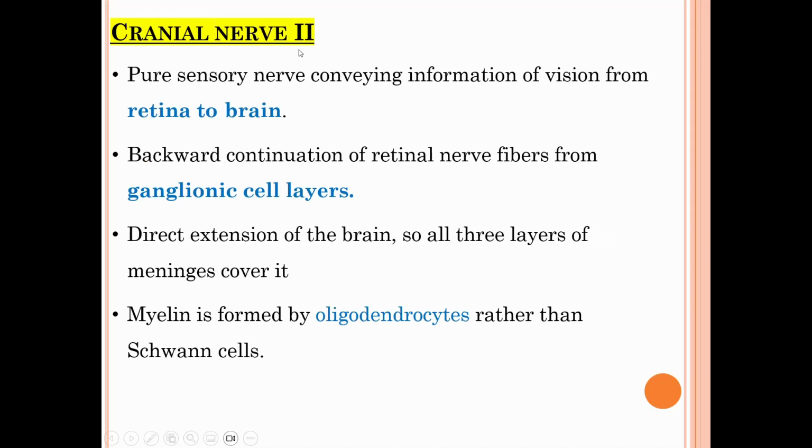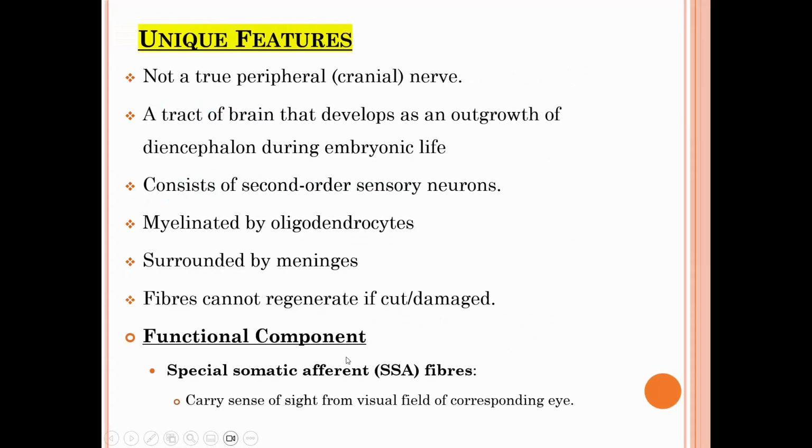So cranial nerve 2, that is optic nerve, is a pure sensory nerve conveying the information of vision from retina to brain, and it is the backward continuation of retinal nerve fiber from the ganglion cell layers. It is a direct extension of the brain, so all the three meningeal layers cover it, and here the myelin is formed by oligodendrocytes rather than the Schwann cells.